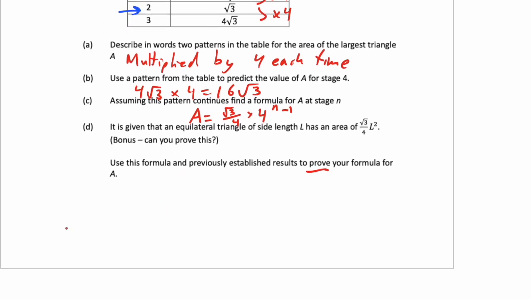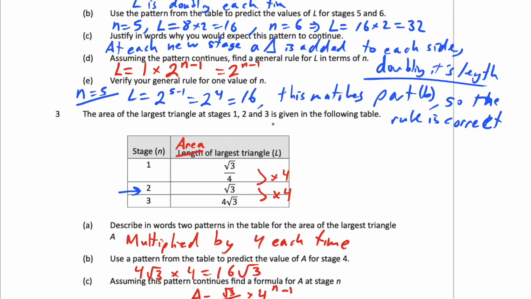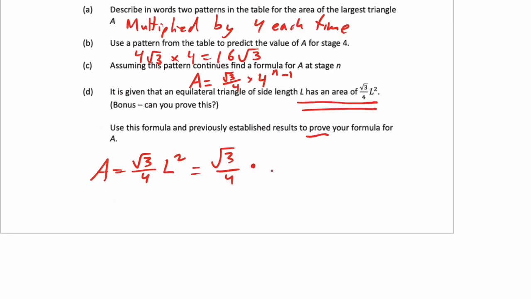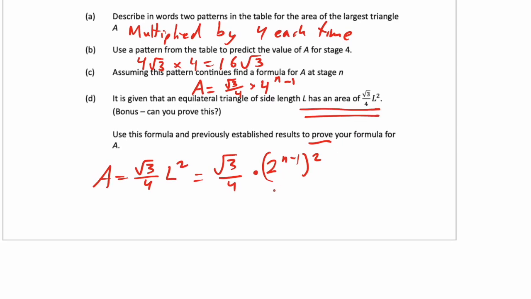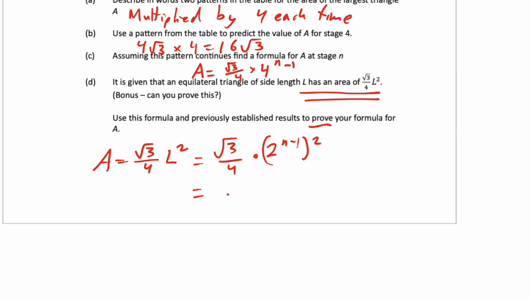So let's take a look. We have, oh, actually, they kind of give us a big hint in the question. Okay, the area equals root 3 over 4 L squared. All right, but we have a formula for that. That is from before. We had 2 to the power of n minus 1. Okay, and this is squared, so we just square that. Yeah, so let's take a look at that. We can say 2 to the power of n minus 1 squared.